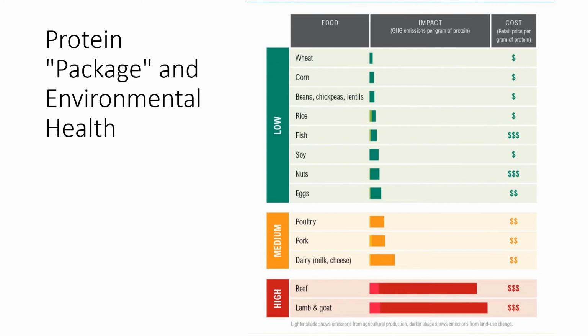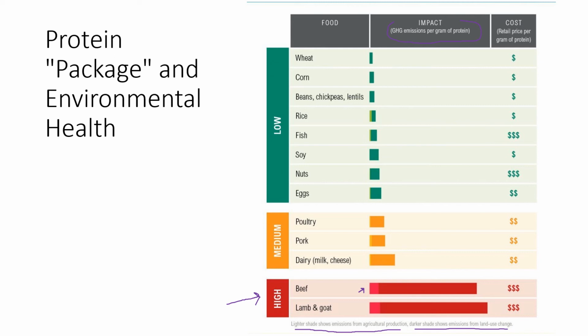And this chart is looking at how these different food sources contribute to greenhouse gas production. So the highest contributors are beef, lamb, and goat. And it's interesting down here, it notes that the lighter shade is emission from the ag production itself, and the darker shade is emissions from land use change. So we know that cows give off methane gas, when they fart naturally, when they're digesting, which is contributing to greenhouse gas production.